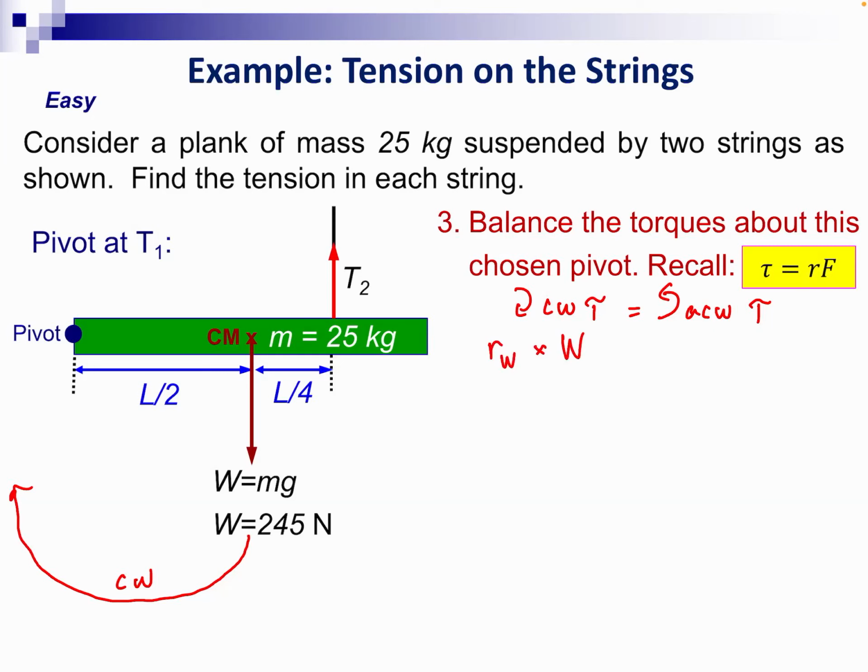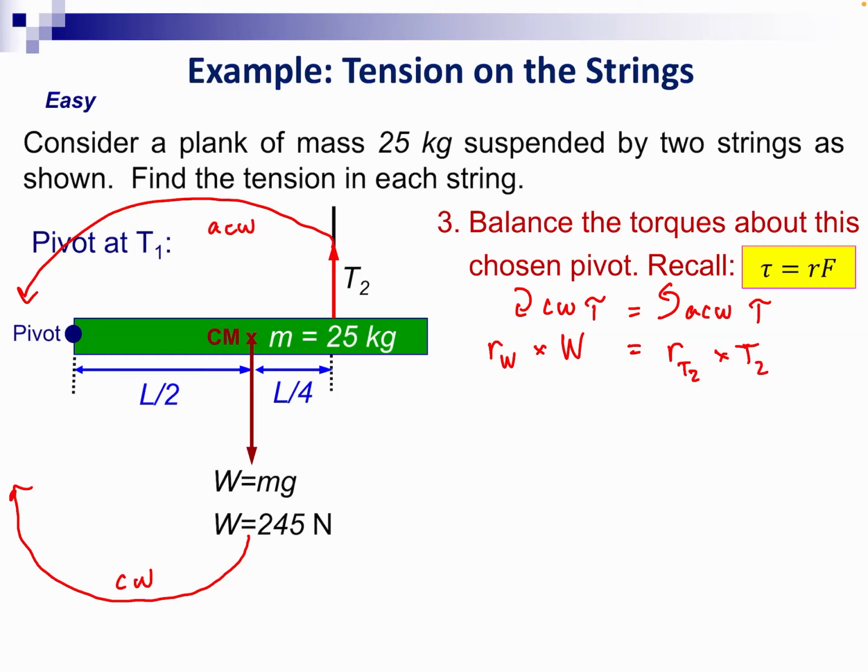Okay. Force T2 is pulling the plank upwards. So if force T2 were to pull the plank upwards, the tendency of T2 is to rotate the plank around the pivot in this manner. So this will be an anti-clockwise rotation. So your anti-clockwise torque will therefore come from T2. So that will be the moment arm from T2 times the force T2.